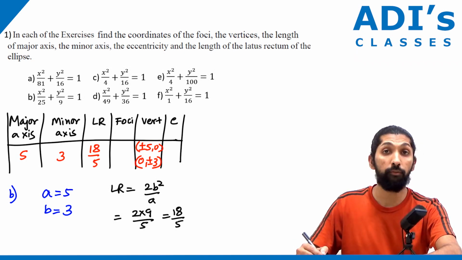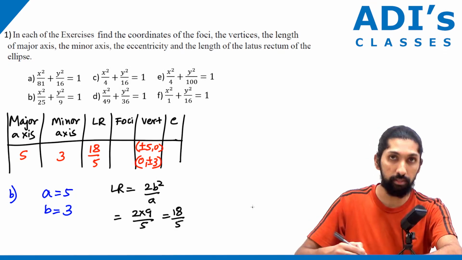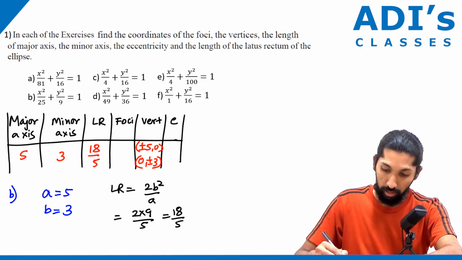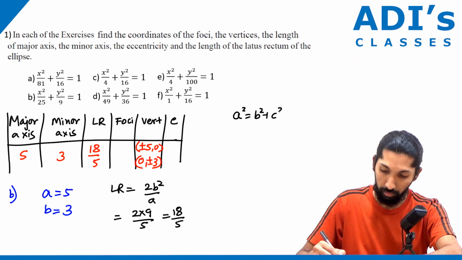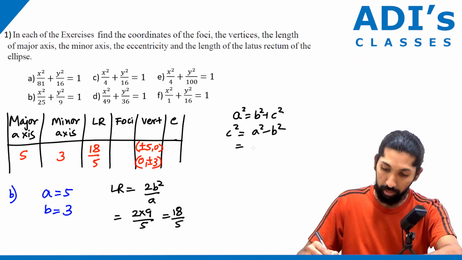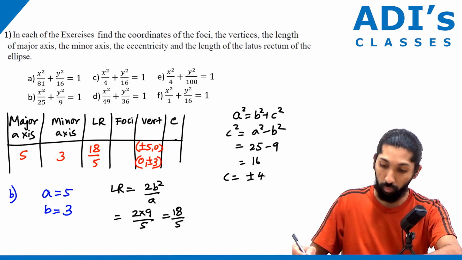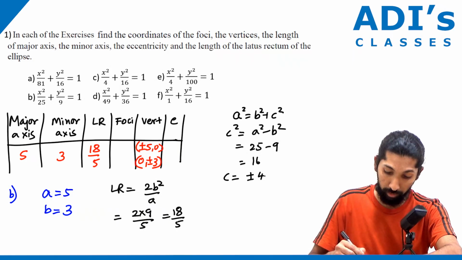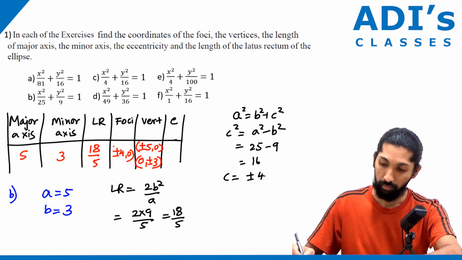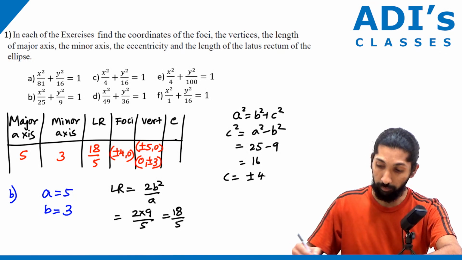Then we have the foci. For that we need the C value, isn't it? So what do we do? A square is equal to b square plus c square, so c square is a square minus b square. That means 25 minus 9, which is 16. So C is plus or minus 4, isn't it? So what are the foci now? The foci becomes plus or minus 4, 0. Two values, isn't it?